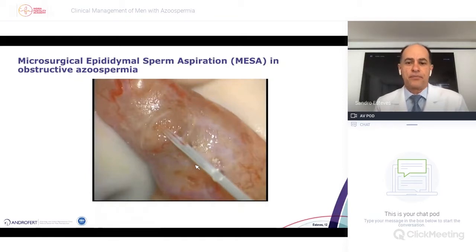So this is a procedure that we can do just once, collect sperm, freeze sperm, and then allow the reproductive endocrinologist to perform the IVF cycle the way they like. The only thing we need to do will be to thaw the frozen sperm and then use it for ICSI.